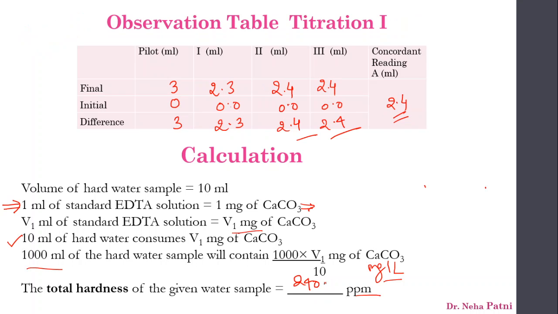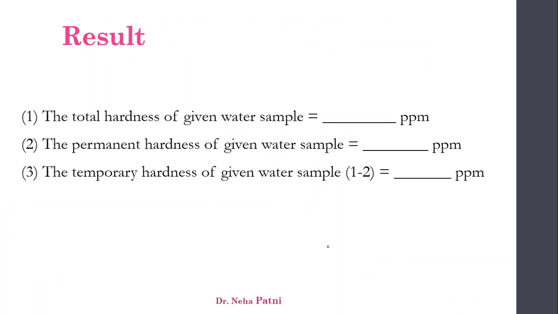So I hope you remember, here you got 240, here you get 130. So at the end, if you want to report the result, you can write it in this manner, wherein this would be the answer if I want to calculate the temporary hardness. So this is how you're going to calculate the hardness.